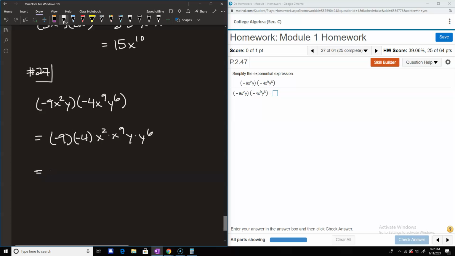So -9 times -4 is just positive 36. Nothing too fancy there. And then again, you add the exponents for the bases that match. So the x's match, so 2 plus 9 makes that 11, so I get x to the 11th. And now I need to combine y and y to the 6th. Now notice if you just have y, there's not a power written there. So if there's not a power written, that power is implicitly 1. We typically just don't write it. So really this should be y to the 1st times y to the 6th. So 1 plus 6 will make 7. So it will be y to the 7th. So our final answer there is 36, x to the 11th, y to the 7th.